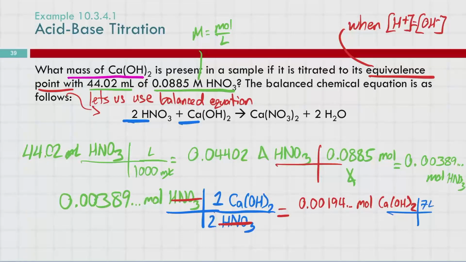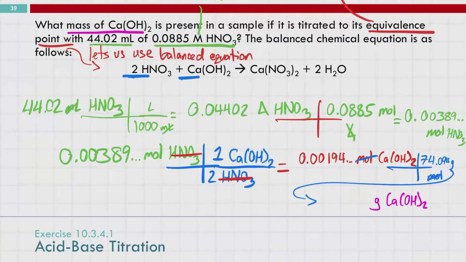And we have a molar mass of 74.094 grams per mole. You will be expected, especially on the final, to be able to come up with a molar mass. So there were 0.144 grams of calcium hydroxide. Questions?